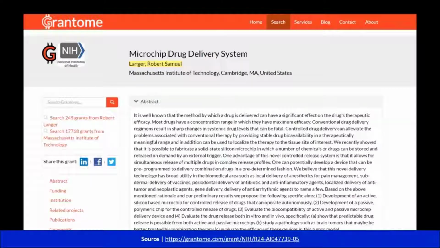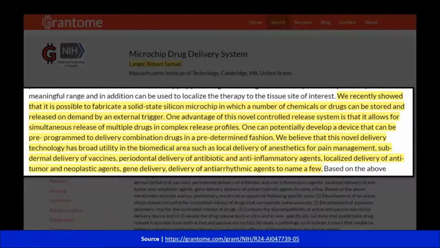Something worth looking into. It says, "We recently showed that it is possible to fabricate a solid-state silicone microchip in which a number of chemicals or drugs can be stored and released on demand by an external trigger." So in other words, they can push a button externally and then release another vaccine into your body, because there could be multiple vaccines that are on that computer chip.